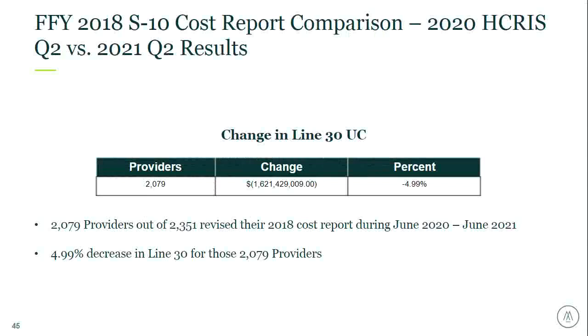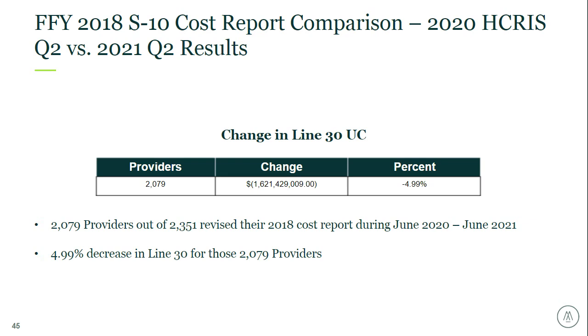So as we move forward, the next couple slides are basically a comparison of the fiscal year 2018 S10 numbers between the as filed values and the revised values that resulted from either amendments or audits. And so here we have the group that changed, some 2,079 hospitals that had revised values during the period June 2020 and June 2021. In the aggregate, line 30, which drives the factor 3 calculation, decreased by $1.6 billion, or 5%. This is the uncompensated care cost removed from hospitals resulting primarily from the audits.